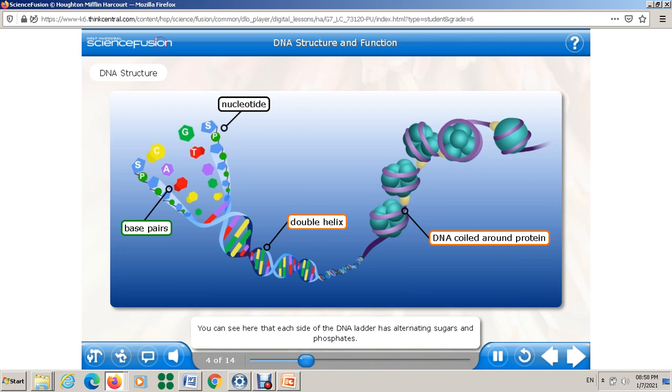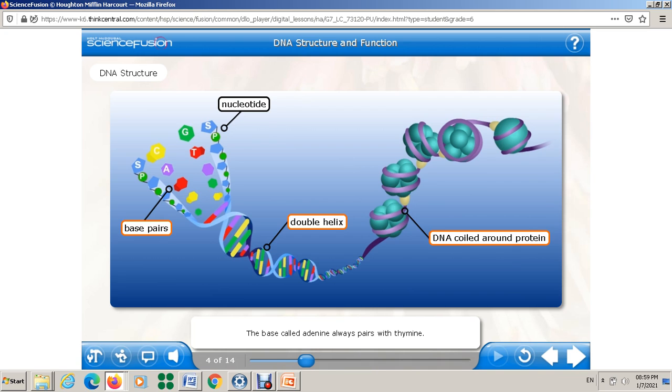You can see here that each side of the DNA ladder has alternating sugars and phosphates. Each sugar is attached to a base. The bases are paired in the middle of the ladder. The base called guanine always pairs with cytosine. The base called adenine always pairs with thymine.